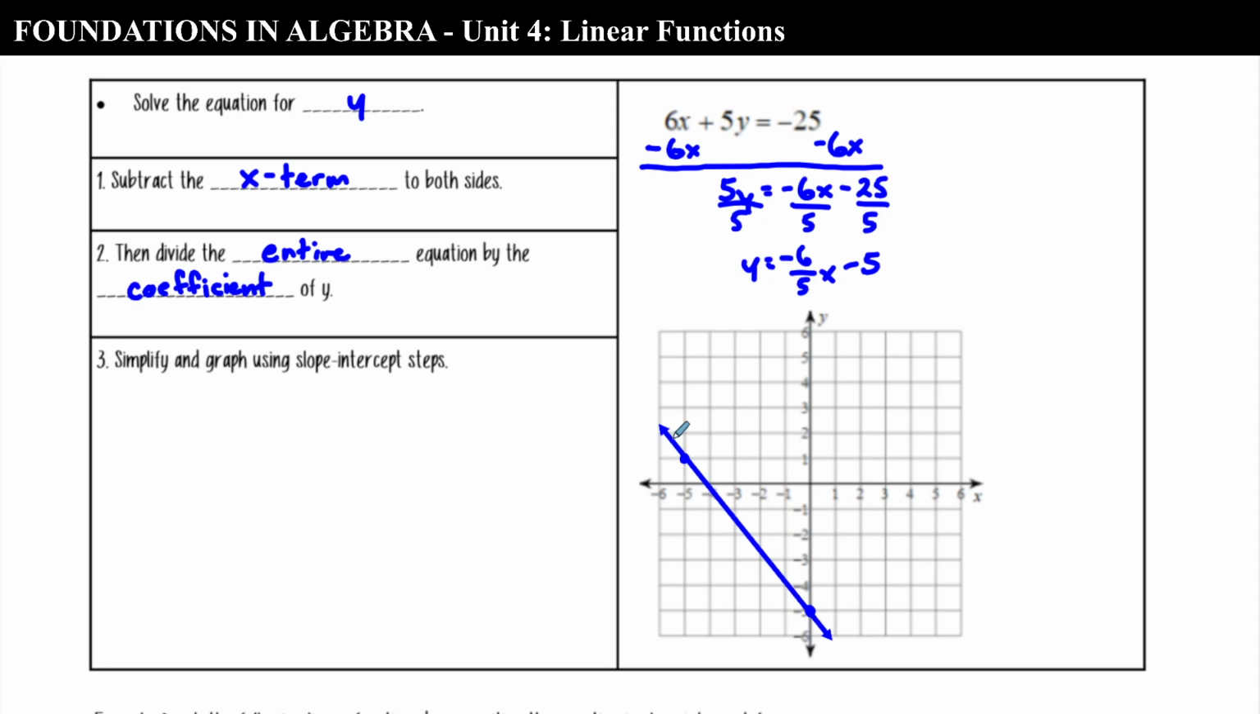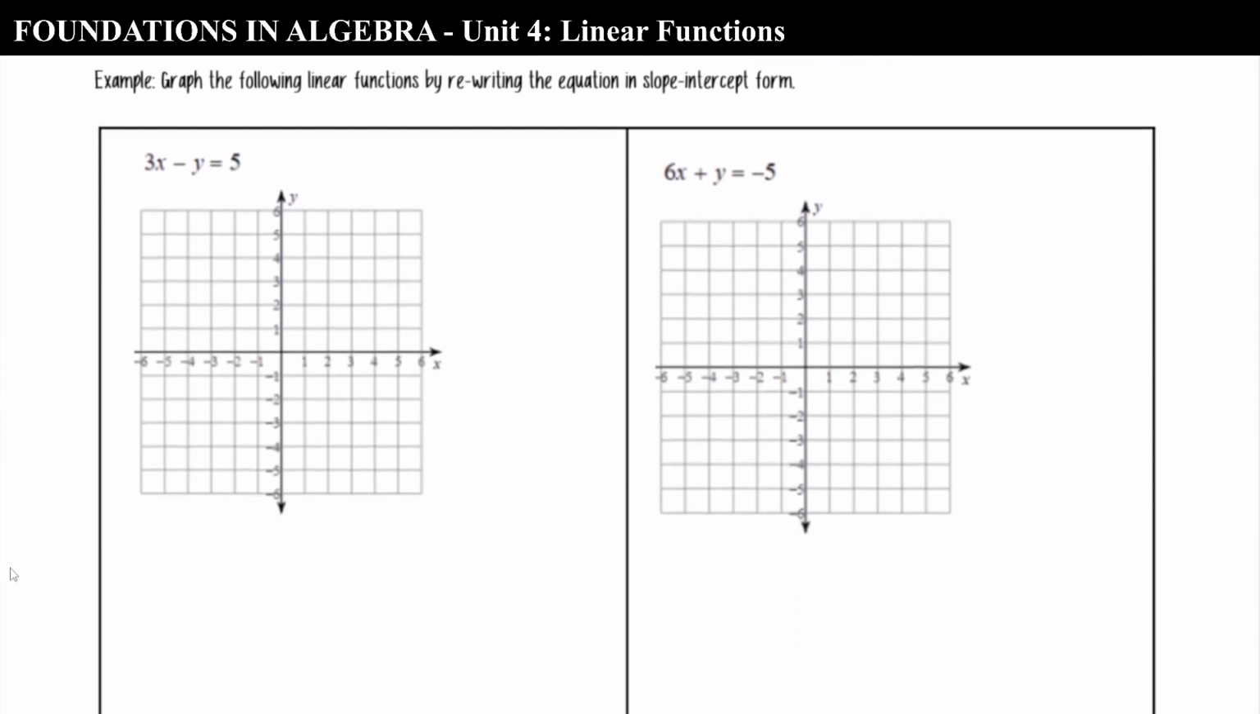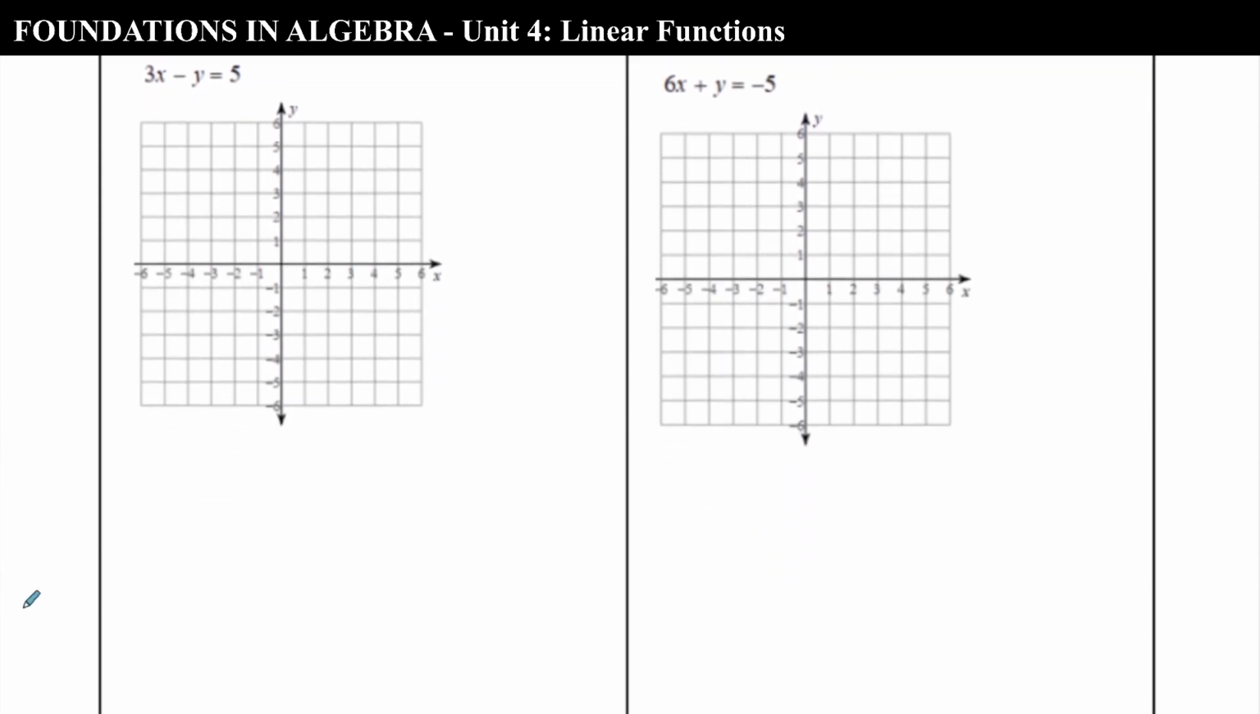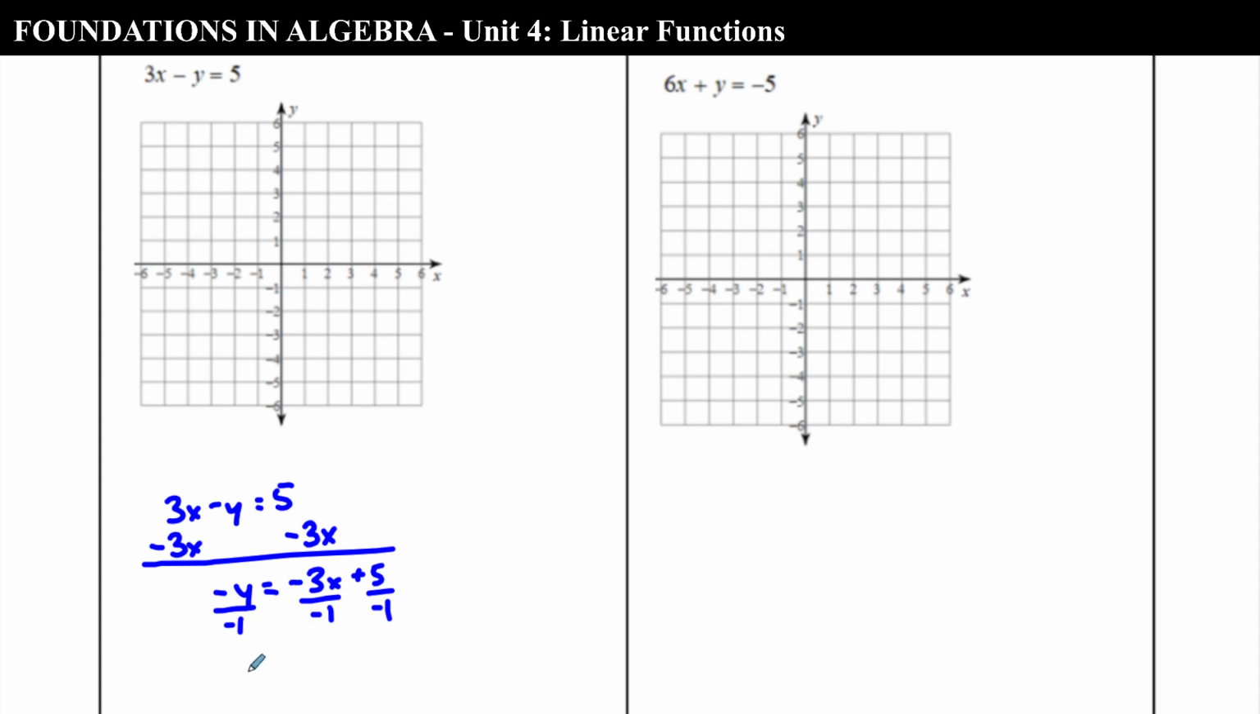So let's do a few examples where we have to solve for the slope-intercept form. So for this one, we have 3x minus y equals 5. We're going to subtract 3x from each side. So that's going to give us negative y equals negative 3x plus 5. And then we're going to divide everything by negative 1. And that will give us y equals 3x minus 5.